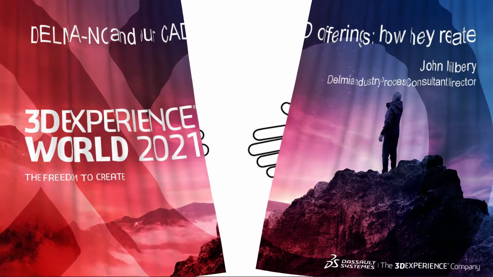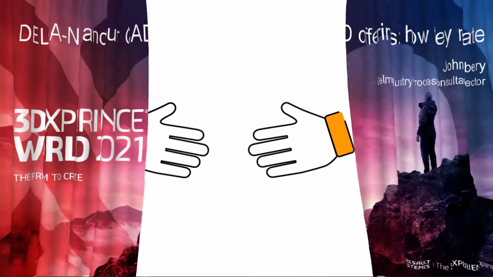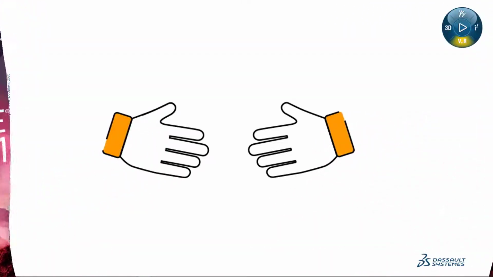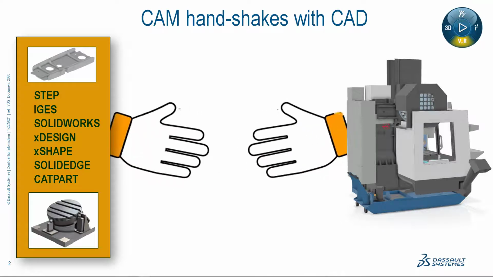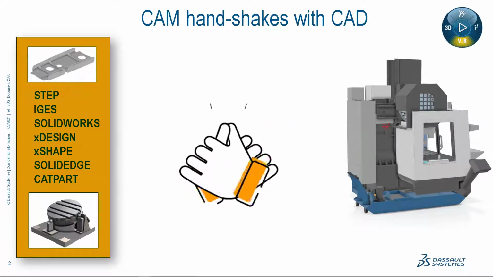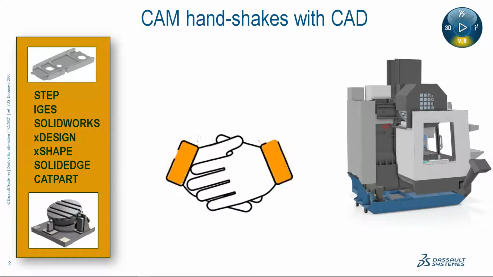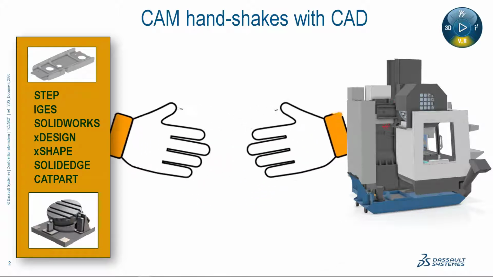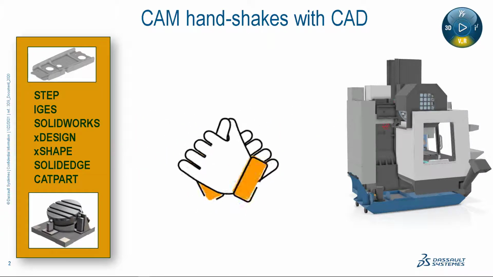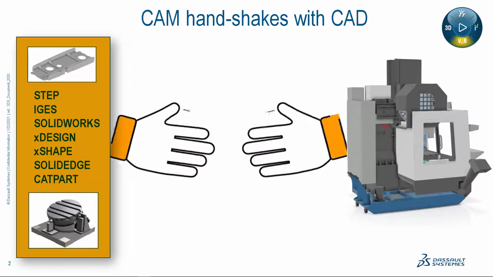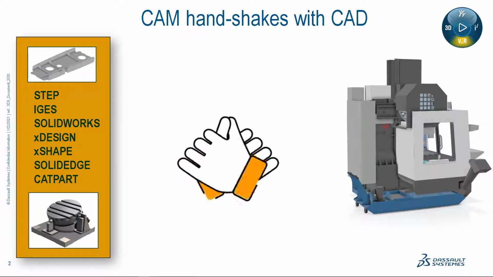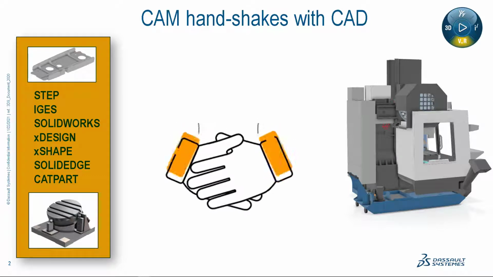During our session, I promise to increase your awareness and understanding of how Delmia-NC programming applications relate to the many CAD products offered by Dassault Systems. In so many words, the question becomes, how does a Delmia-NC application, like shop floor machining, make use of file types such as STEP, Solidworks, Catia, xDesign, and xShape?